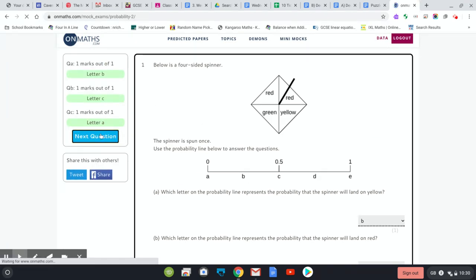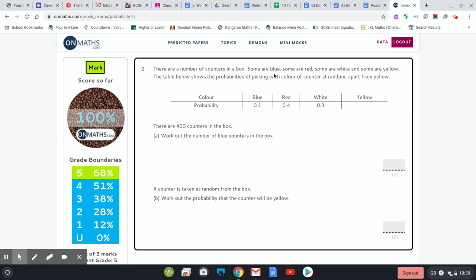Okay, done. Next question. So go to different probabilities of different colors. So 0.1, 0.4, 0.3. So the missing one here, it should add up to 1. So you're missing 0.2. That was the second question. So 0.2, get that out of the way.